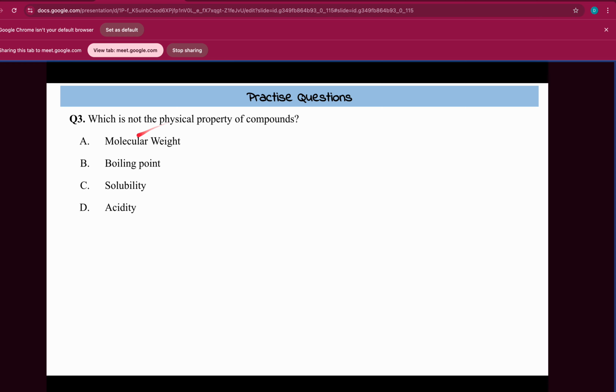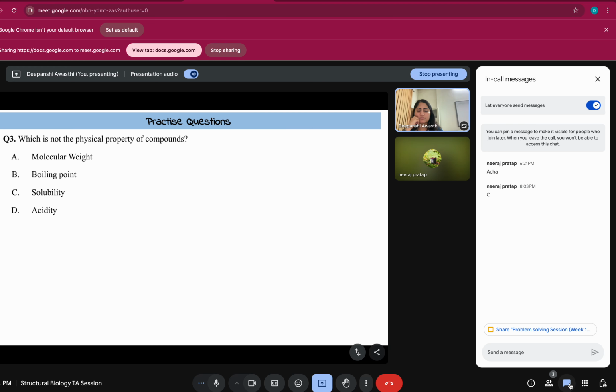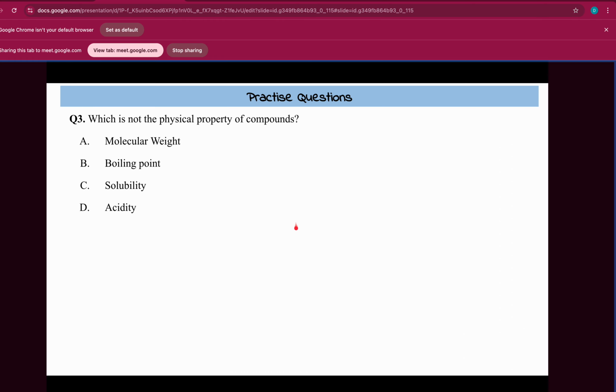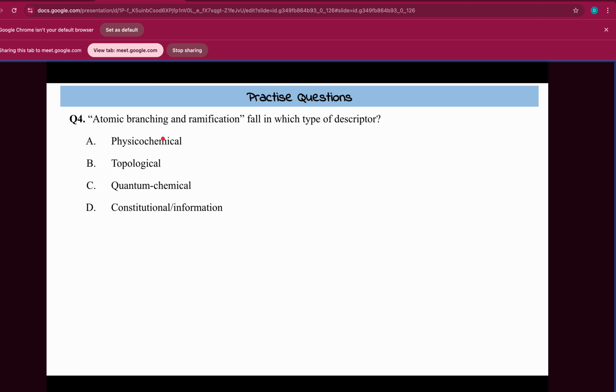Now the next question is, which is not the physical property of compounds? Option A molecular weight, option B boiling point, option C solubility, and option D is acidity. Okay, you are saying option D. Yeah, so acidity is the chemical property, whereas the rest three are the physical properties of compounds.